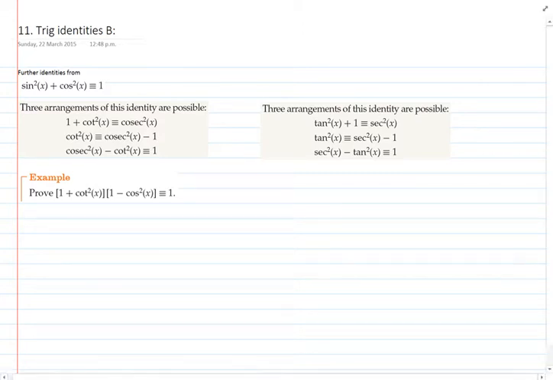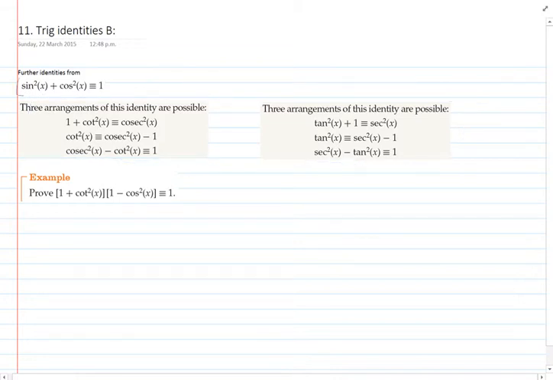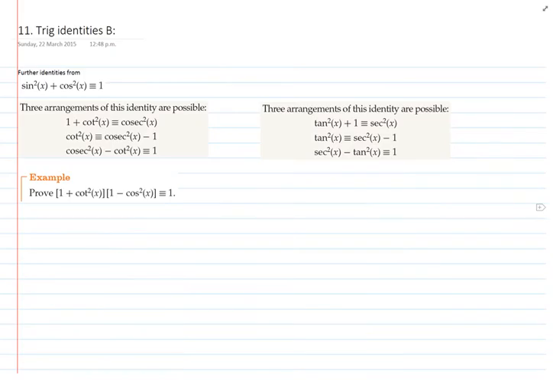Okay, we're on to our second stage of trig identities, and so here we've got a whole lot of trig identities derived from our original sine squared plus cosine squared. And so we're going to use these identities to have a go at a problem like this, and then you're going to use them to have a go at some more problems. So it'll be really important for you to have your formula sheet handy for these.